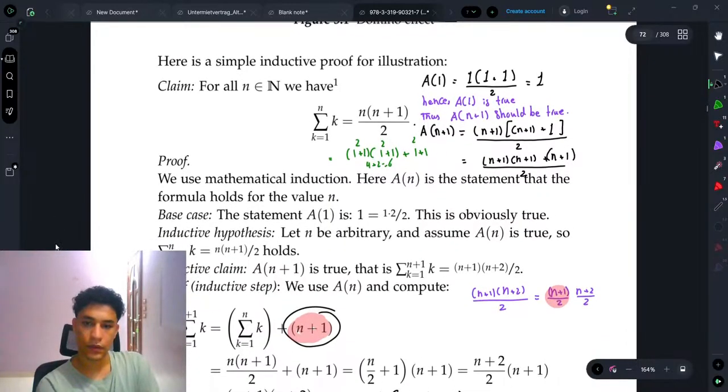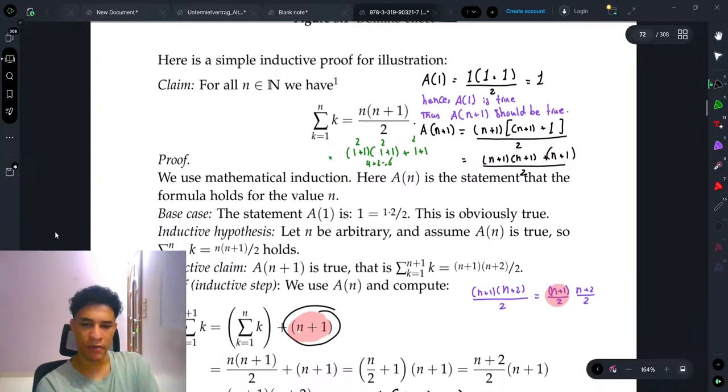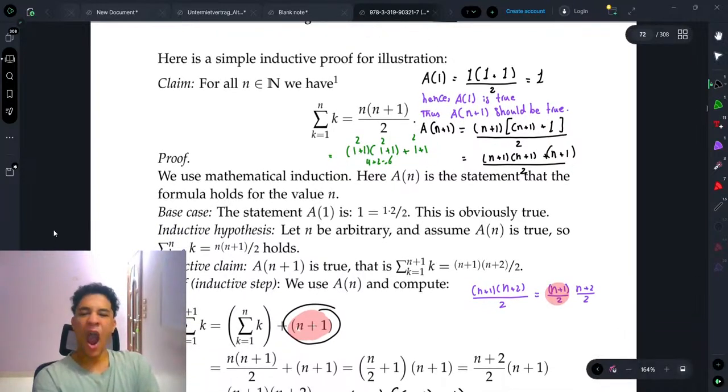So this was basically the basic statement. This is the induction statement, something like that. Induction hypothesis or what?